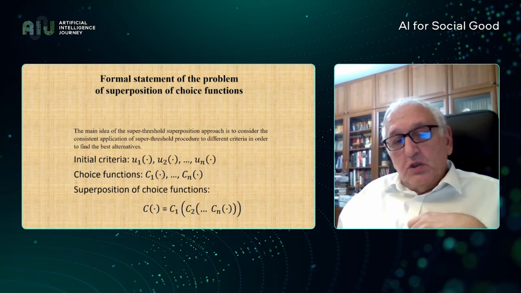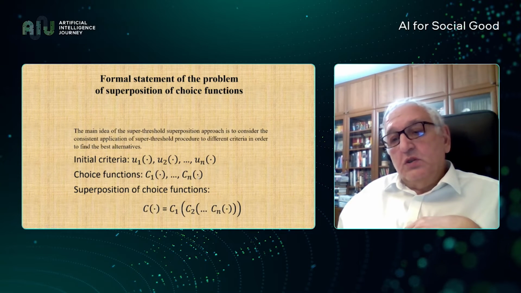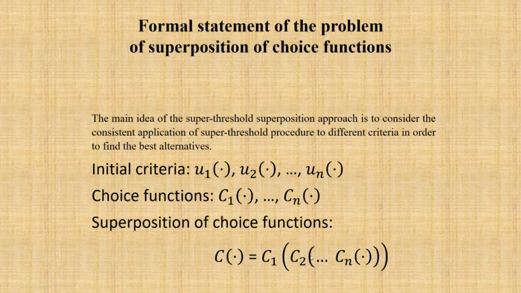We have an initial evaluation on the set. We construct choice functions with respect to this very Simon's approach, and then the choice of some level becomes a set for the other level, etc. We choose sequentially.